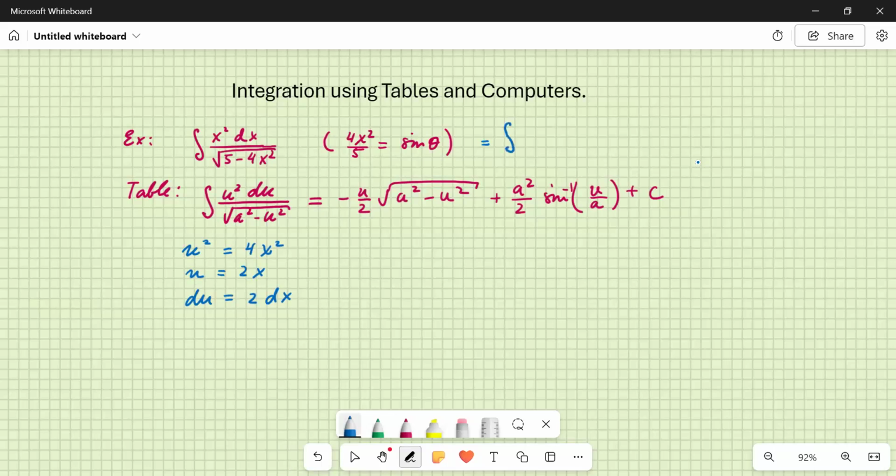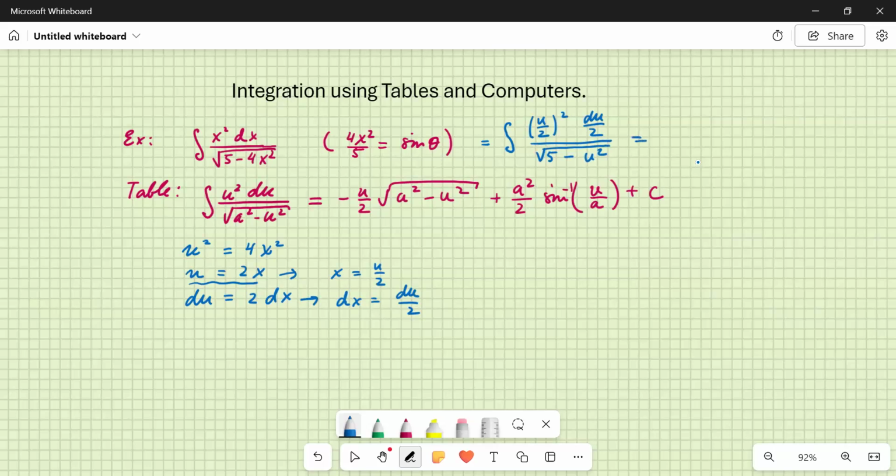So instead of x squared, we are going to write u over 2. Why u over 2? If you solve this equation for x, it's going to be x equals u over 2. So u over 2 squared. Instead of dx, you are going to have du over 2. If you solve this for dx, it's going to be du over 2. In the denominator, we're still going to get 5 minus, and now because 4x squared is u squared, we are just going to have u squared. Now my formula is matching the table formula much better, right?